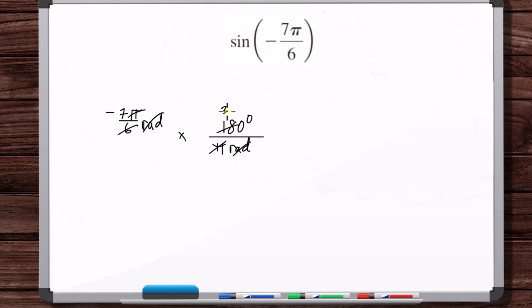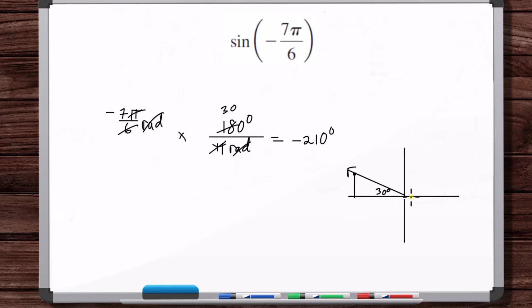180 divided by 6 is 30. Minus 30 times 7 is minus 210. Okay, what is the reference angle of minus 210? So minus 210, you go minus 90, minus 180, and then you go another 30 degrees. So the reference angle is positive 30. Reference angles, no matter what, are always positive and acute.